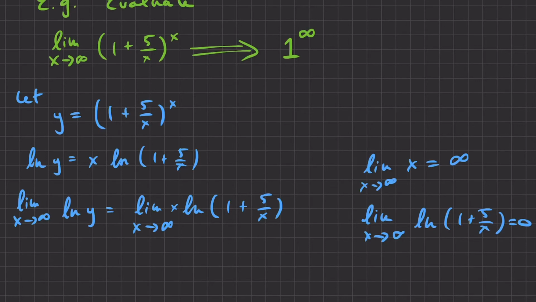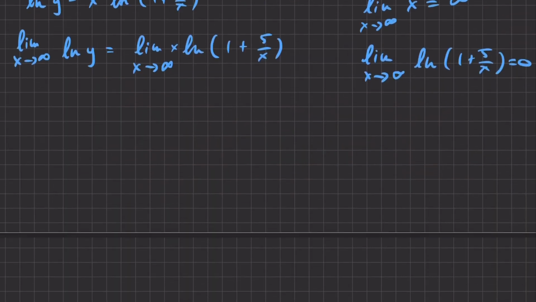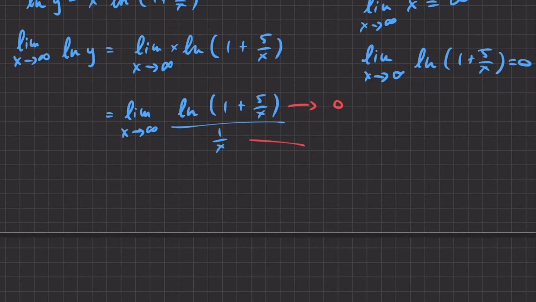So in other words, we're going to take this x and turn it into 1 over x, and have that as our denominator. And then we'll be able to use L'Hôpital's rule. So let's see what we get here. This is all equal to the limit as x approaches infinity of the ln of 1 plus 5 over x, all divided by 1 over x. Now I'm hoping we can see that the top is going to 0, the bottom is going to 0, so now we can use L'Hôpital's rule and simplify this.